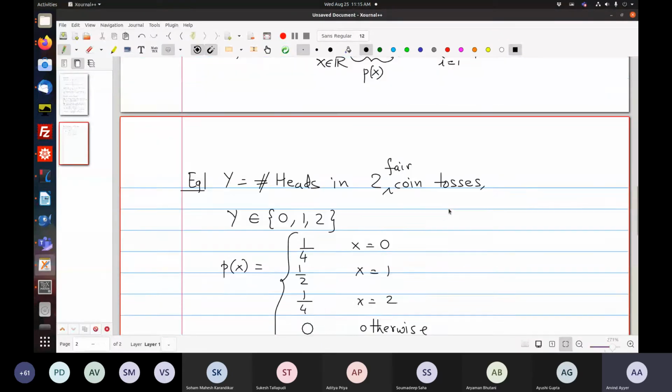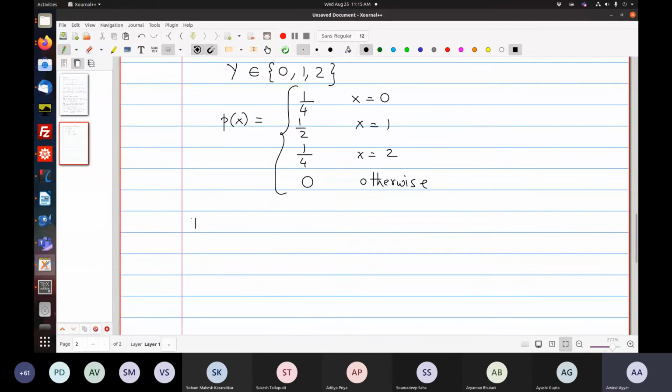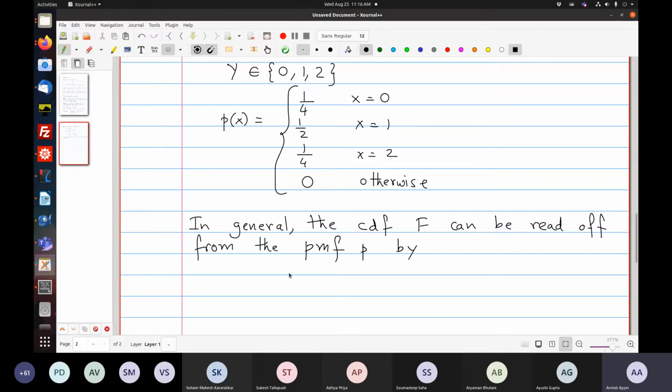So in general, how do you relate the CDF? The CDF F can be read off from the PMF P, the probability mass function, by F of x is the sum over all x_i less than or equal to x of P of x_i. It's important to have it less than or equal.